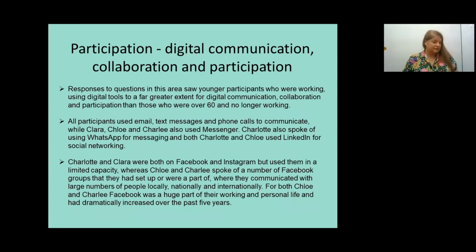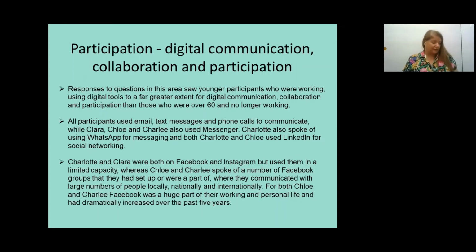Responses to questions in this area saw younger participants who were working using digital tools to a far greater extent for digital communication, collaboration and participation than those who were over 60 and no longer working. All participants used email, text messages and phone calls daily to communicate, while Clara, Chloe and Charlie said they used Messenger. Charlotte spoke of using WhatsApp, and Charlotte and Chloe used LinkedIn for social networking.